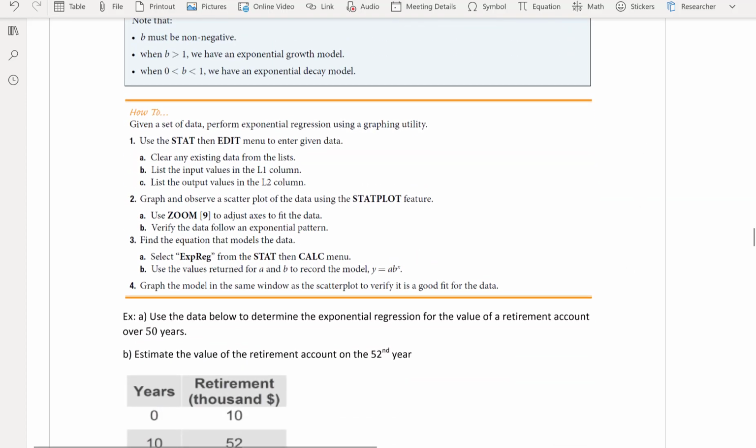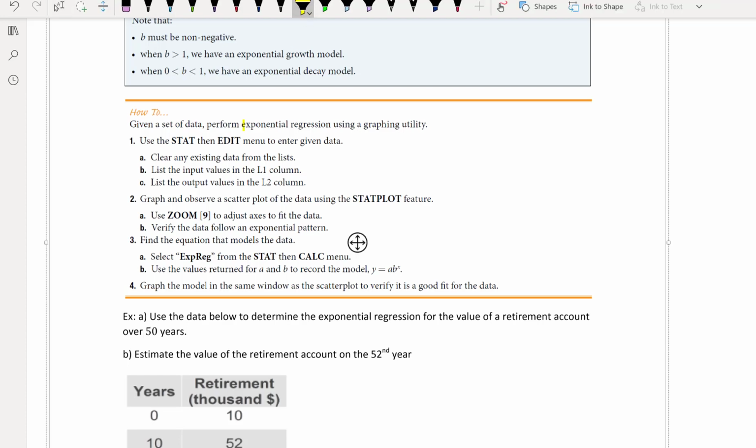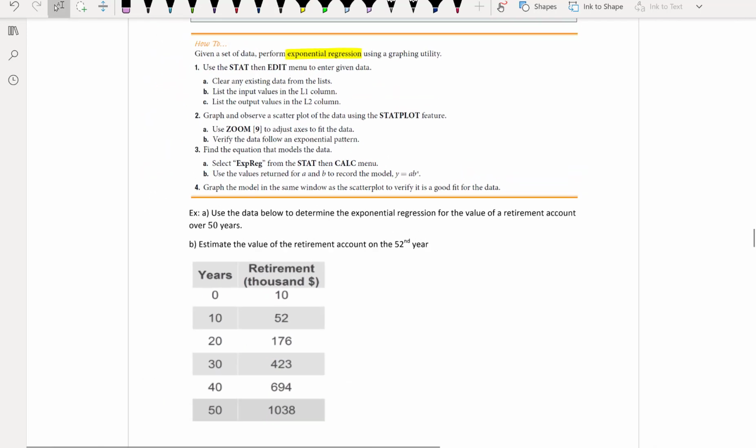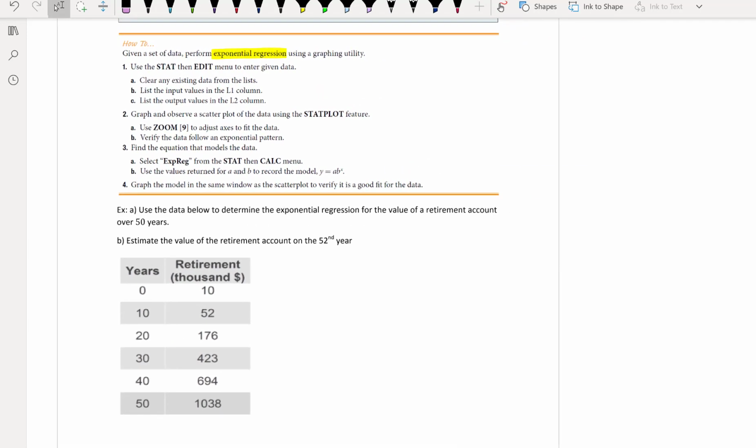So here are the instructions of how to perform the exponential regression. What we've already done was linear regression and quadratic regression, and now we're going to continue with our exponential regression. So here are our steps. We're going to make sure that we use our graphing calculator for this. For example, down below, it says use the data below to determine the exponential regression for the values of a retirement account over 50 years. So we are making sure that we plug this into our calculator.